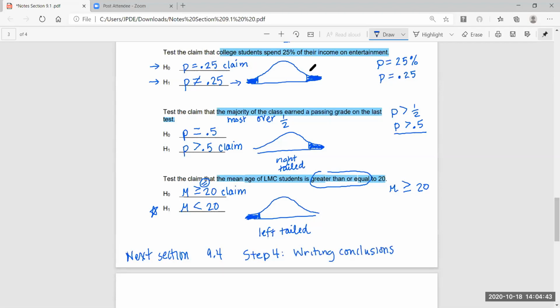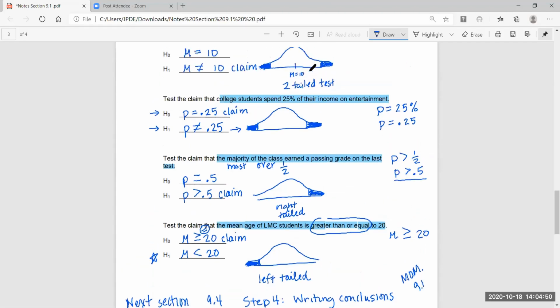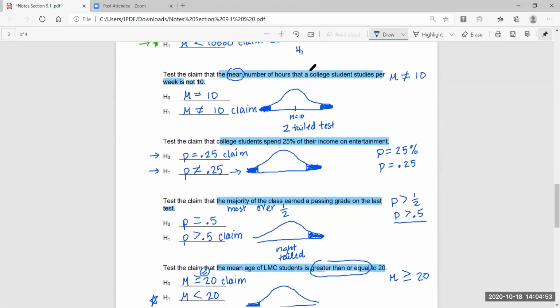So at this point, you can begin working on your MyOpenMath. For section 9.1, you'll have additional practice with writing the hypothesis statements.